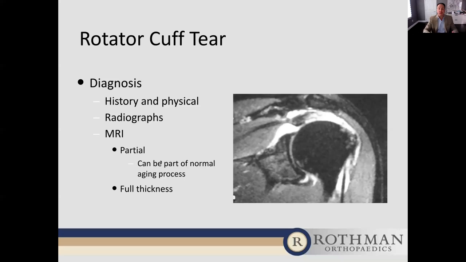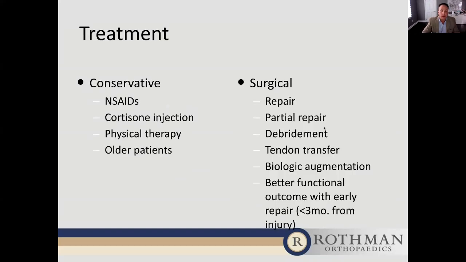Some partial tears can be part of the normal aging process, but a full thickness tear usually occurs from wear and tear, but it also can occur from trauma. Like this one has all that fluid around it. This is most likely a traumatic rotator cuff tear. Somebody had an injury.